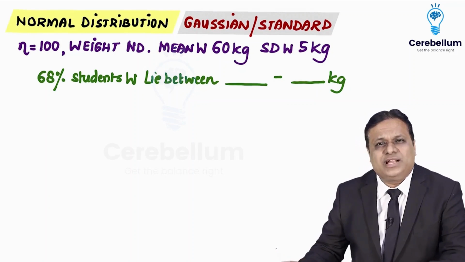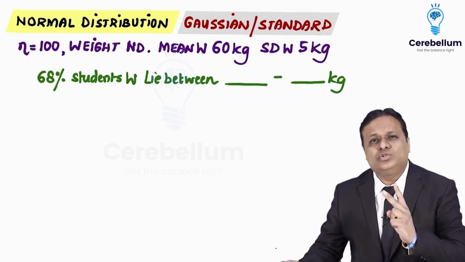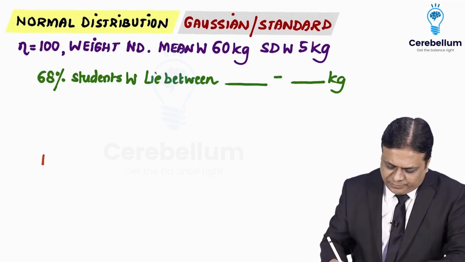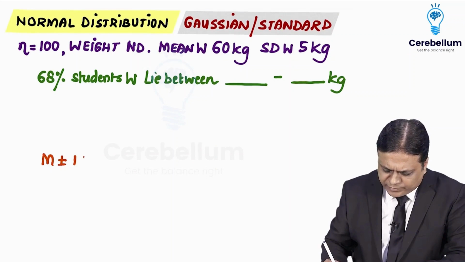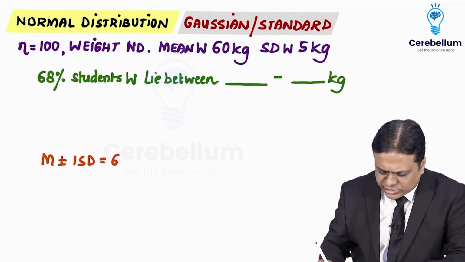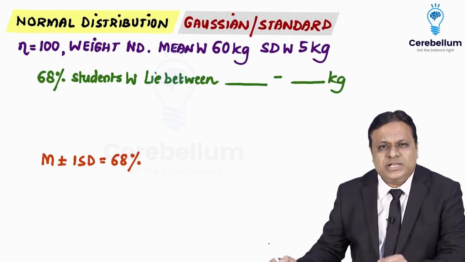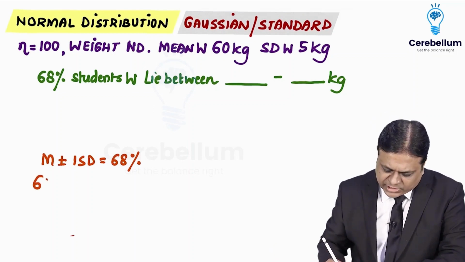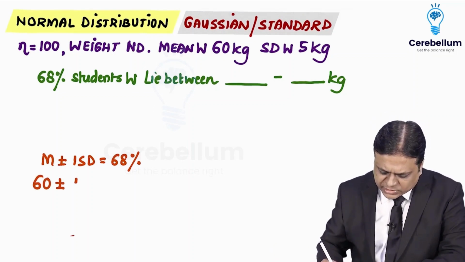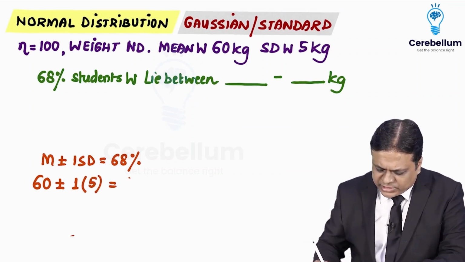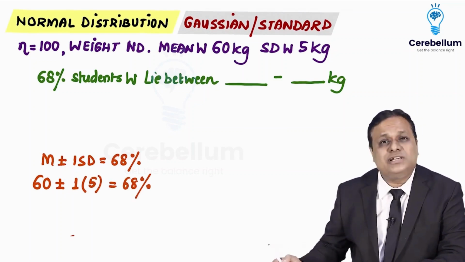So which formula they are asking? 1 standard deviation, 2 standard deviation or 3? 1 standard deviation. So let me write in front of me, mean plus minus 1 standard deviation covers 68% values in a normal distribution. I am using this formula because examiner has asked 68%. Now let us put the values. Mean is 60 kg plus minus 1 into standard deviation is 5 kg. This covers weight of 68% students.